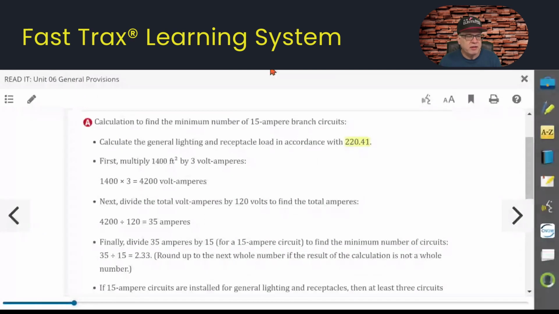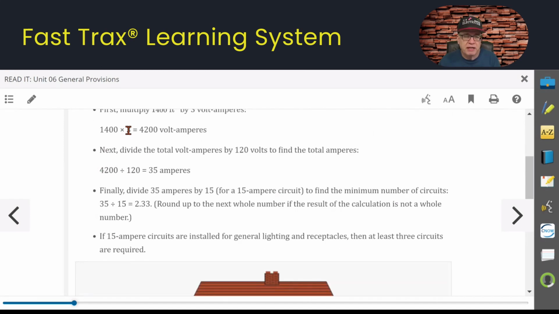All right, back to our lesson here. All right, so now we know the dwelling is 1,400 square foot, and we learned just now that it's 3 VA per square foot. So you do 14 times 3, and that is 4,200 VA. So now we're going to start working things in VA.